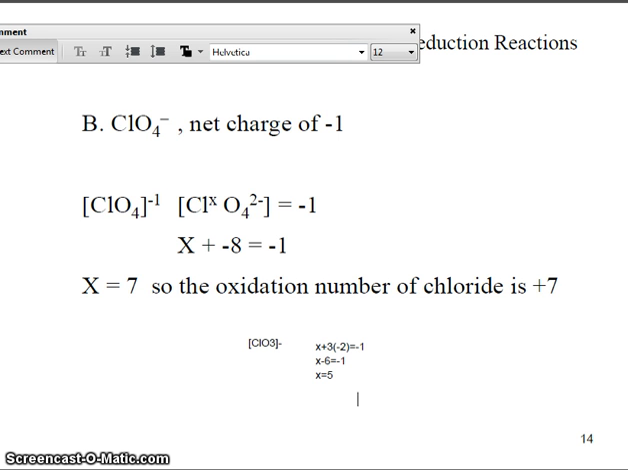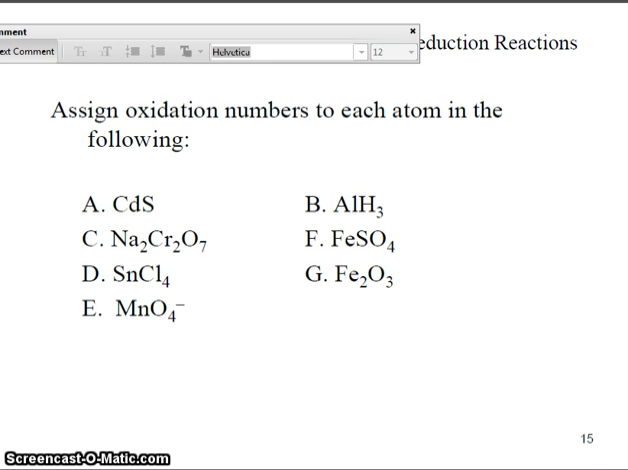Now, the question here is assign oxidation numbers to each atom in the following, and we're given CdS, cadmium sulfide. In this case, sulfur, you have to consider, is group 6, so it needs only 2 electrons to complete the octet. That means sulfur will be a -2. So sulfur is present as a -2, and that means that cadmium is going to be present as a +2. And since these will be monoatomic ions, you can say very safely that those will be the oxidation numbers on these as well.